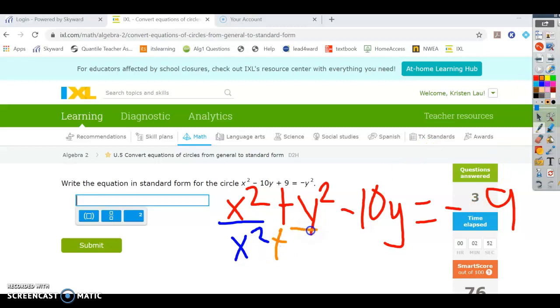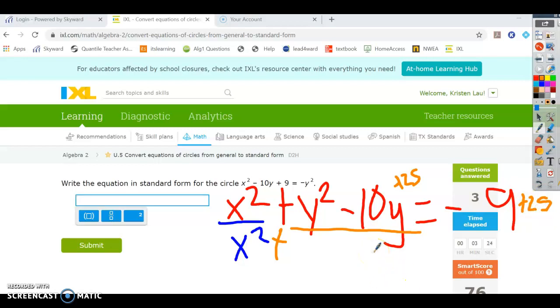So now when I look at this next term, I have two terms with y. So that means I need to complete the square. So in order to complete the square, I'm going to take the coefficient in front of y, which is negative 10. I am going to divide it in half, so that's negative 5. And then I'm going to do negative 5 squared, so that is positive 25 on the left. So remember, if I add 25 on the left, that means I need to add 25 on the right-hand side also.